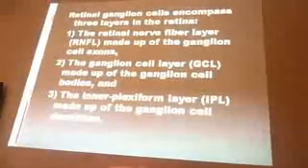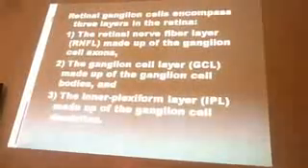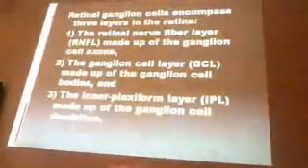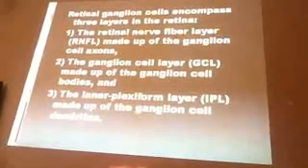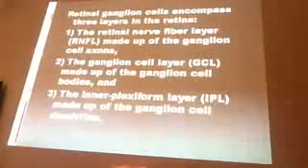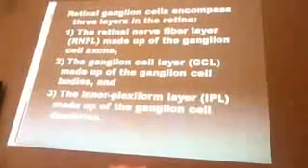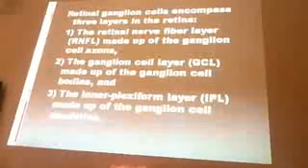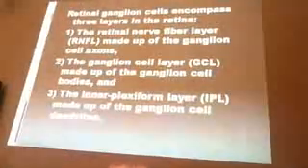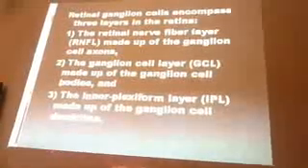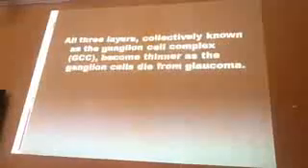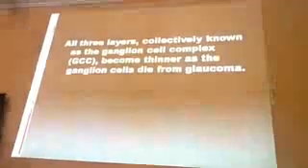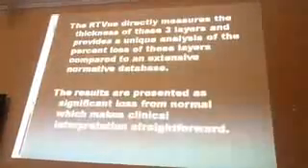The retinal ganglion cells encompass 3 layers in the retina. 1, the retinal nerve fiber layer, made up of the ganglion cell axons. 2, the ganglion cell layer, which we saw on that color display as a green under the red area, made up of the ganglion cell bodies. And 3, the inner plexiform layer, made up of the ganglion cell dendrites. So the retinal ganglion cells encompass these 3 areas. And now these 3 areas collectively are known as the ganglion cell complex. They become thinner as the ganglion cells die from glaucoma.